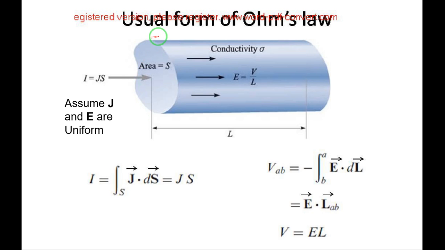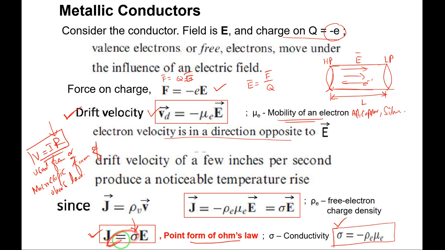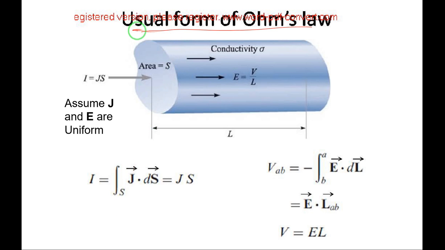Already you are familiar with the usual form of Ohm's law. The point form of Ohm's law we have seen, J equal to sigma E. Now we'll see the usual form of Ohm's law. Okay, this is a cylindrical conductor of length L, and we will assume that the current density J and the electric field intensity E are uniform throughout this metallic conductor. So within the conductor, the current density and the electric field are uniform, right? We are assuming it.